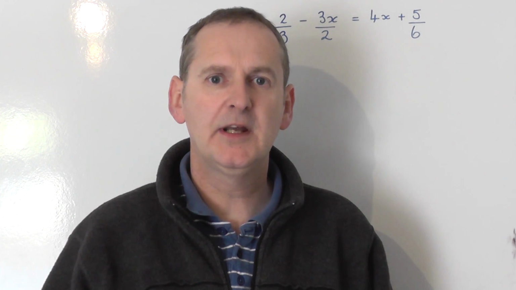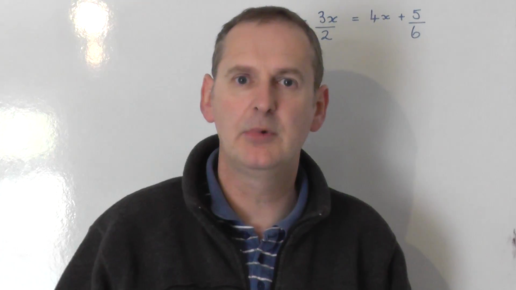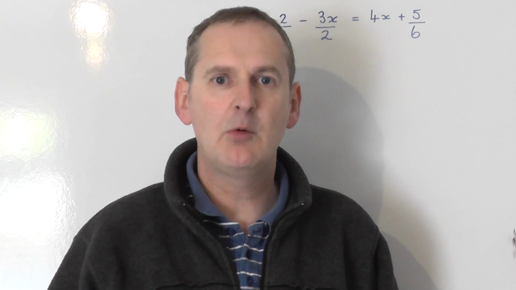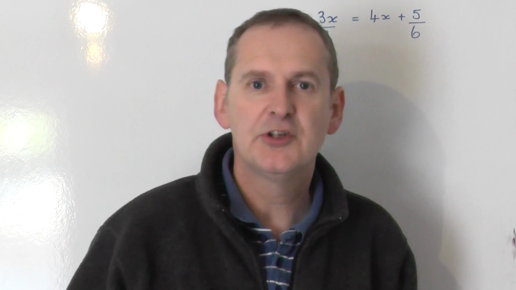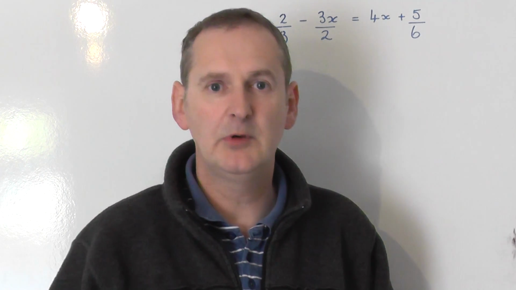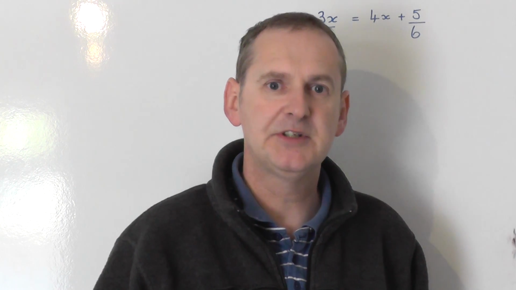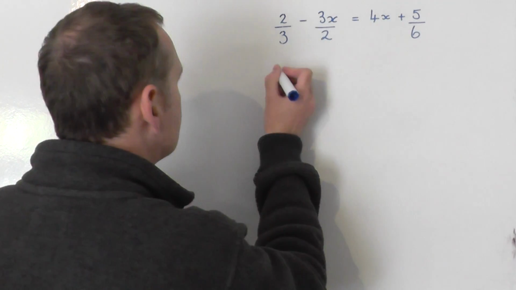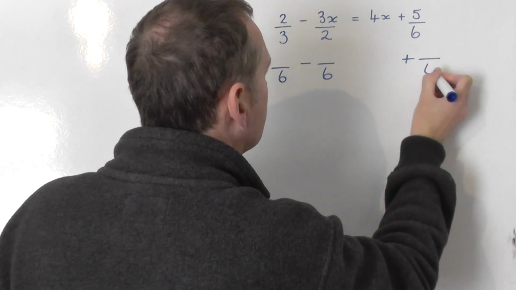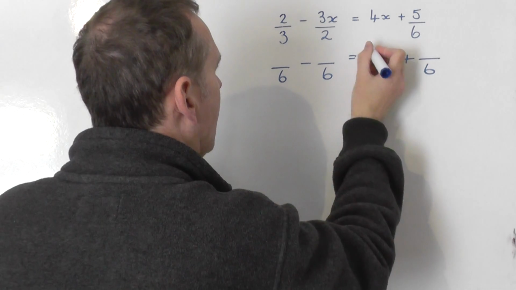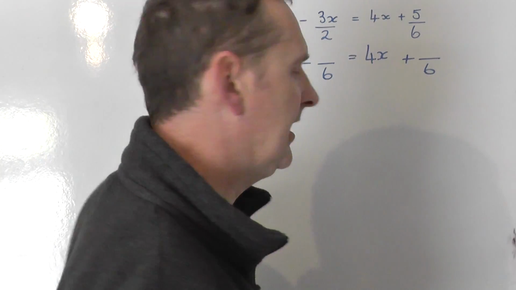To do that, what I need to do is change the 3 fractions so they've all got the same bottom number. I work out what we call the LCM of the 3 numbers, 3, 2 and 6. The smallest number that 3, 2 and 6 will all go into is 6 itself. So the LCM of 3, 2 and 6 is 6. So what I'm going to do is rewrite all the fractions with 6 on the bottom line. Leave the equals alone and do not touch the 4x in that position there.